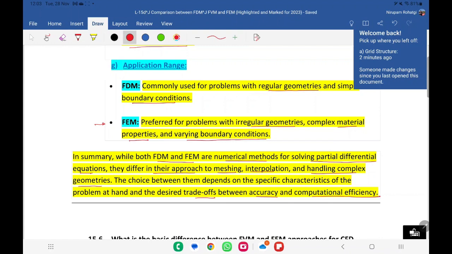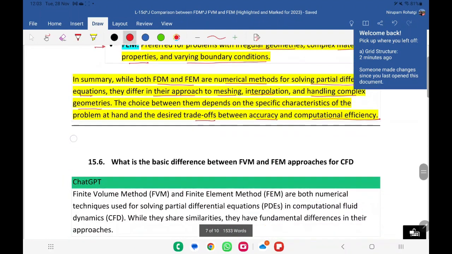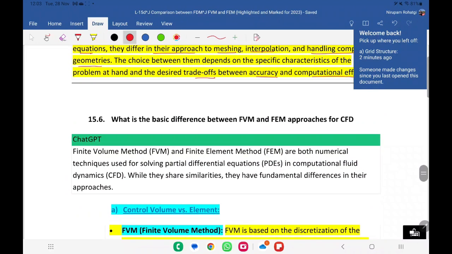Okay. So this is how you have to decide. Now, another 10 minutes. This is also from ChatGPT. What is the difference between FVM and FEM? So it becomes clear to us what these techniques are.